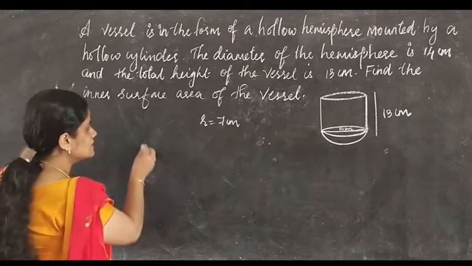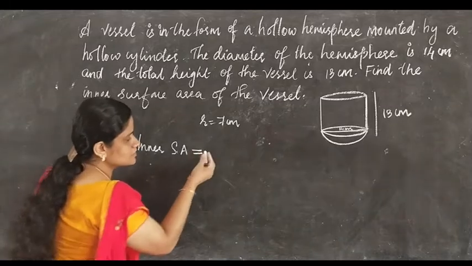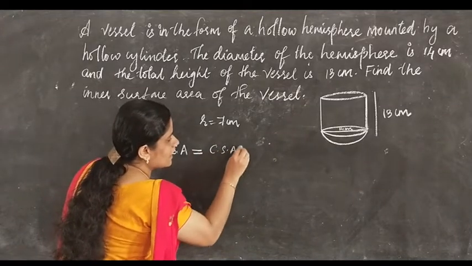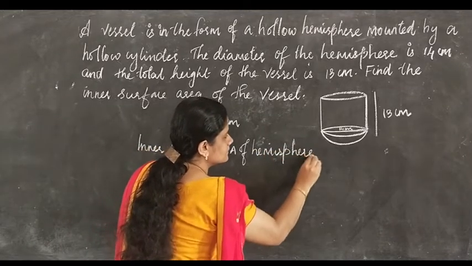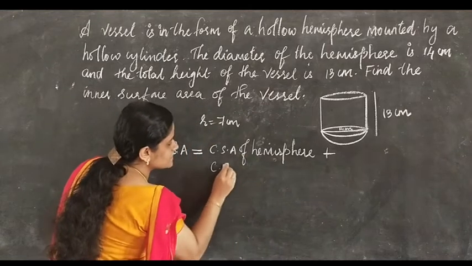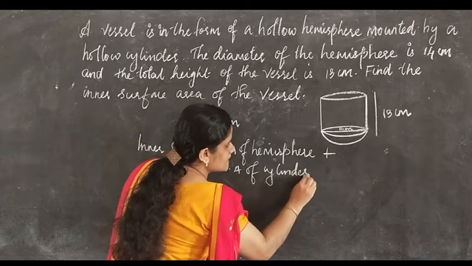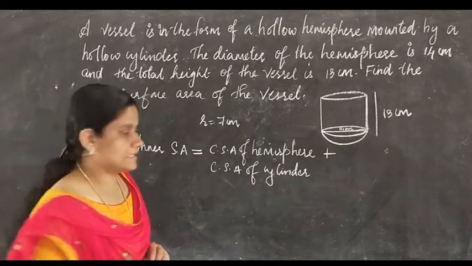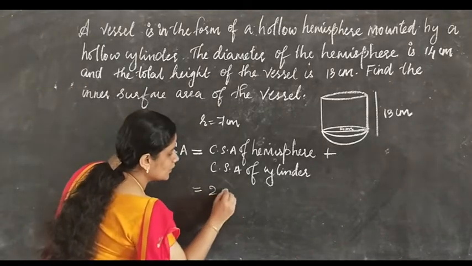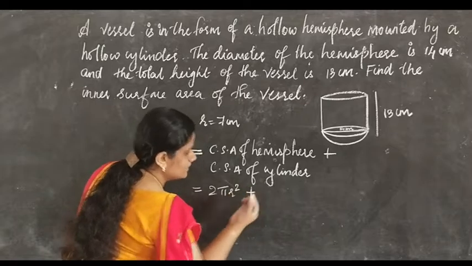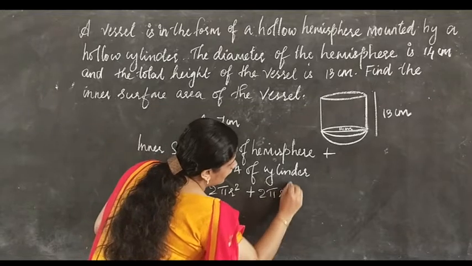So what can we write? Inner surface area is equal to curved surface area of hemisphere plus curved surface area of cylinder. This gives us the inner surface area. Okay, now what is the curved surface area of a hemisphere? Yes, 2 pi r square, plus curved surface area of cylinder, yes, 2 pi r h.